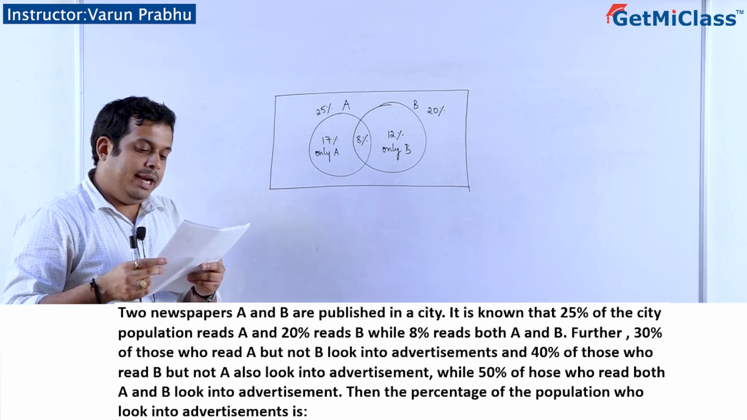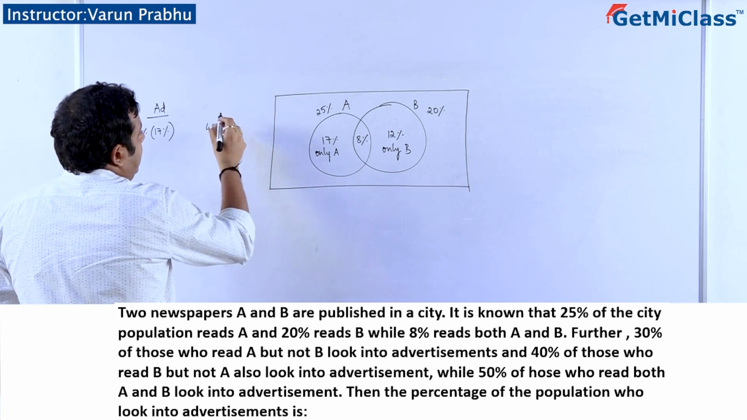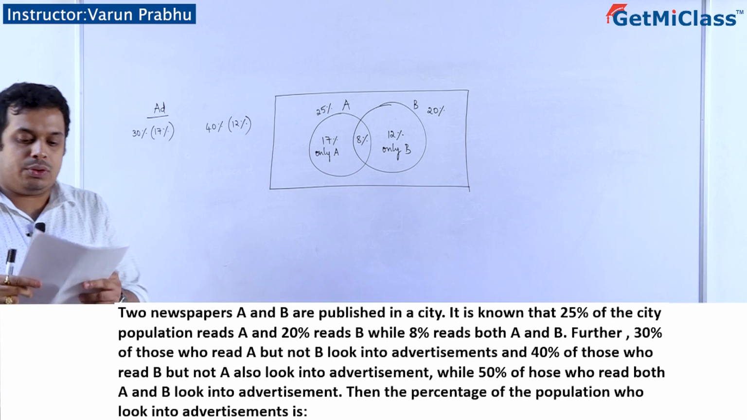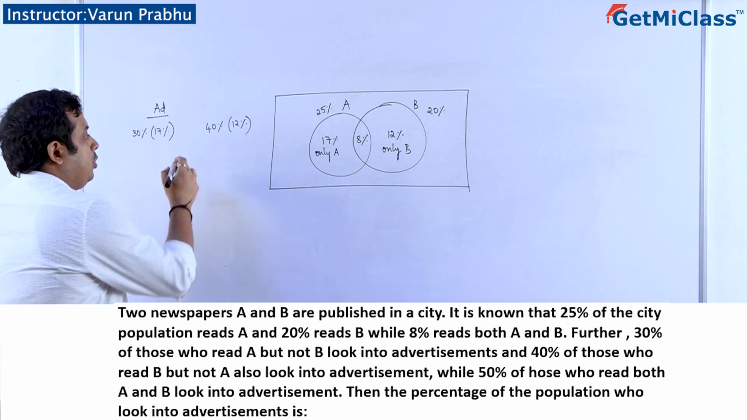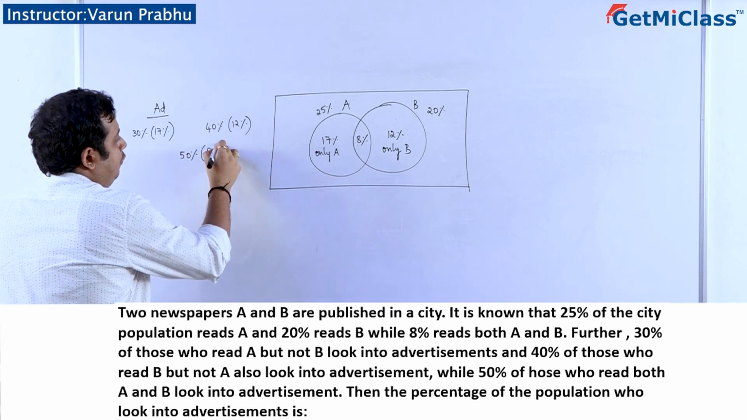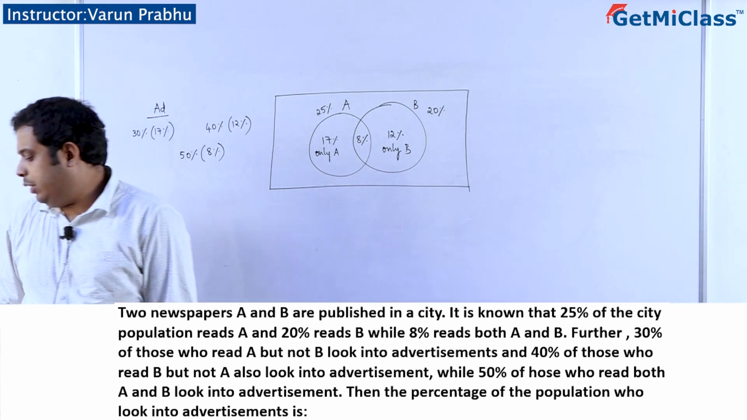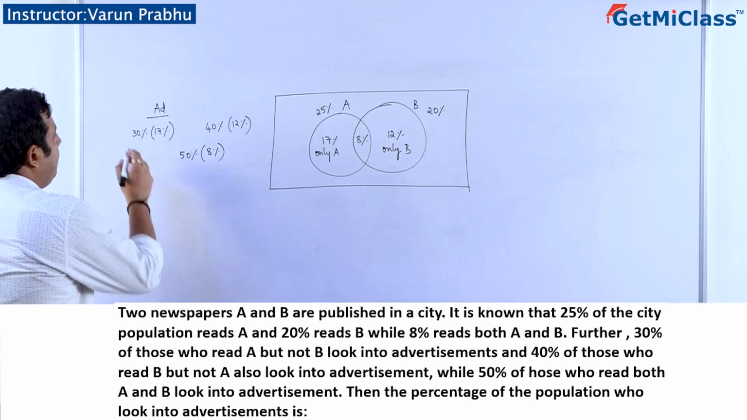And 40% of those who read B but not A, that is nothing but 40% of 12%. And 50% of those who read both will look into advertisements. Then the percentage of population who look into advertisements is dash. Now this is easy.